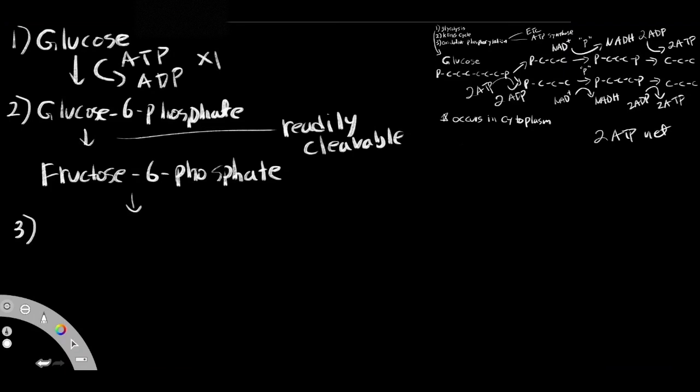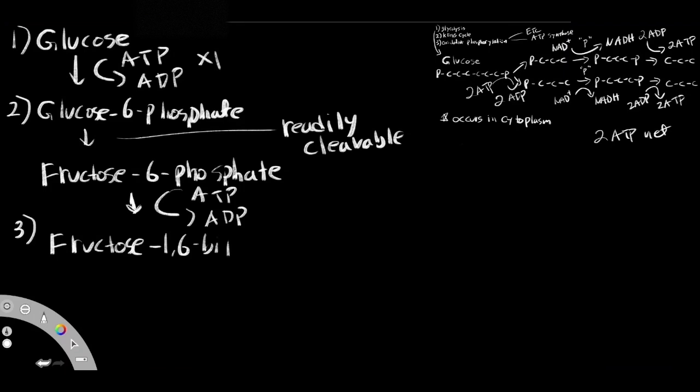At this point, we've now used another ATP. Okay, so our ATP was used again here, so I'll just show it to you like that. Our ATP to ADP, to turn it into fructose 1,6-biphosphate. So what happened here? It got phosphorylated again.